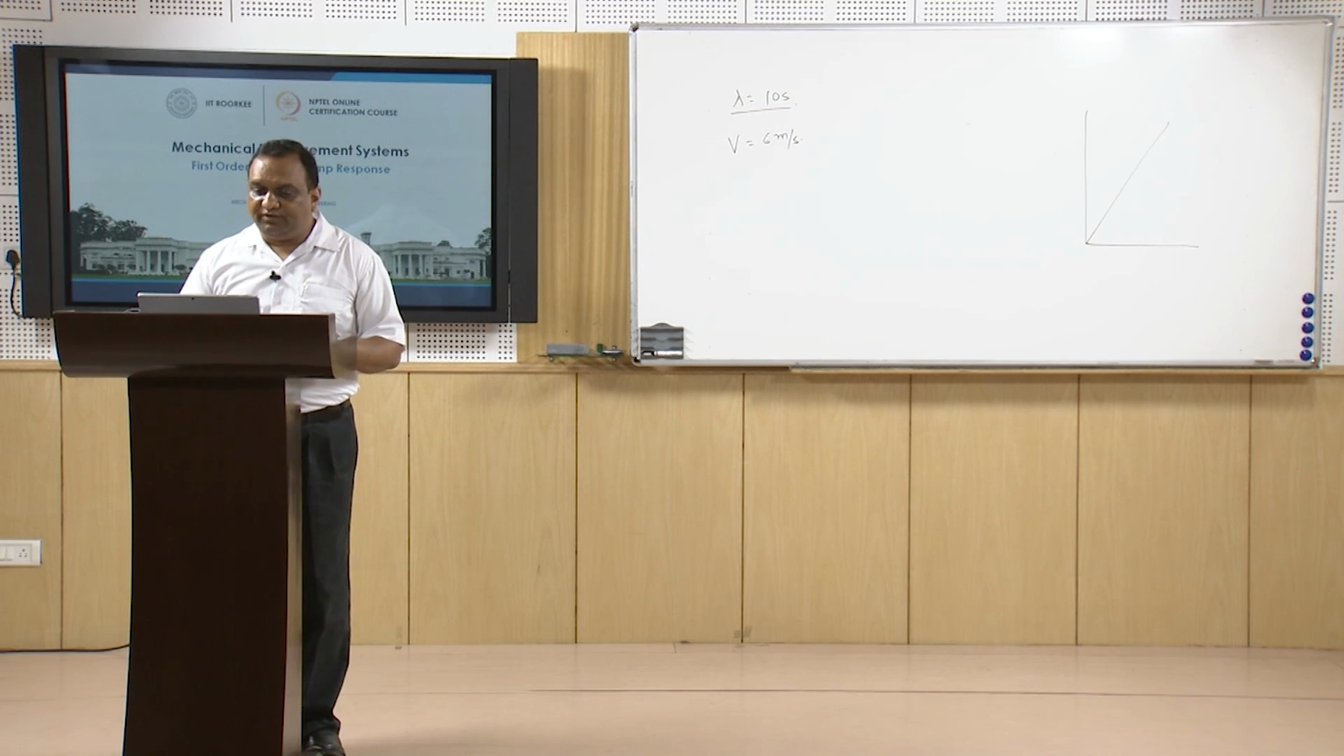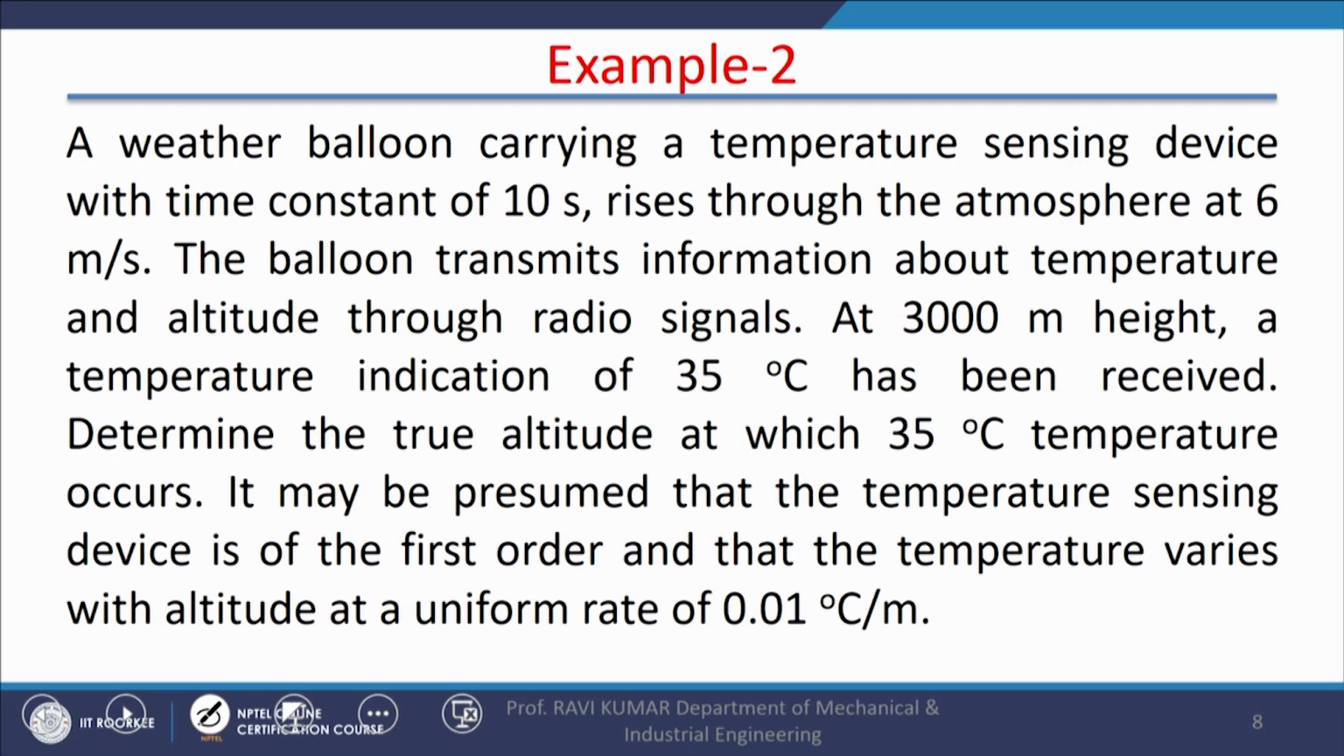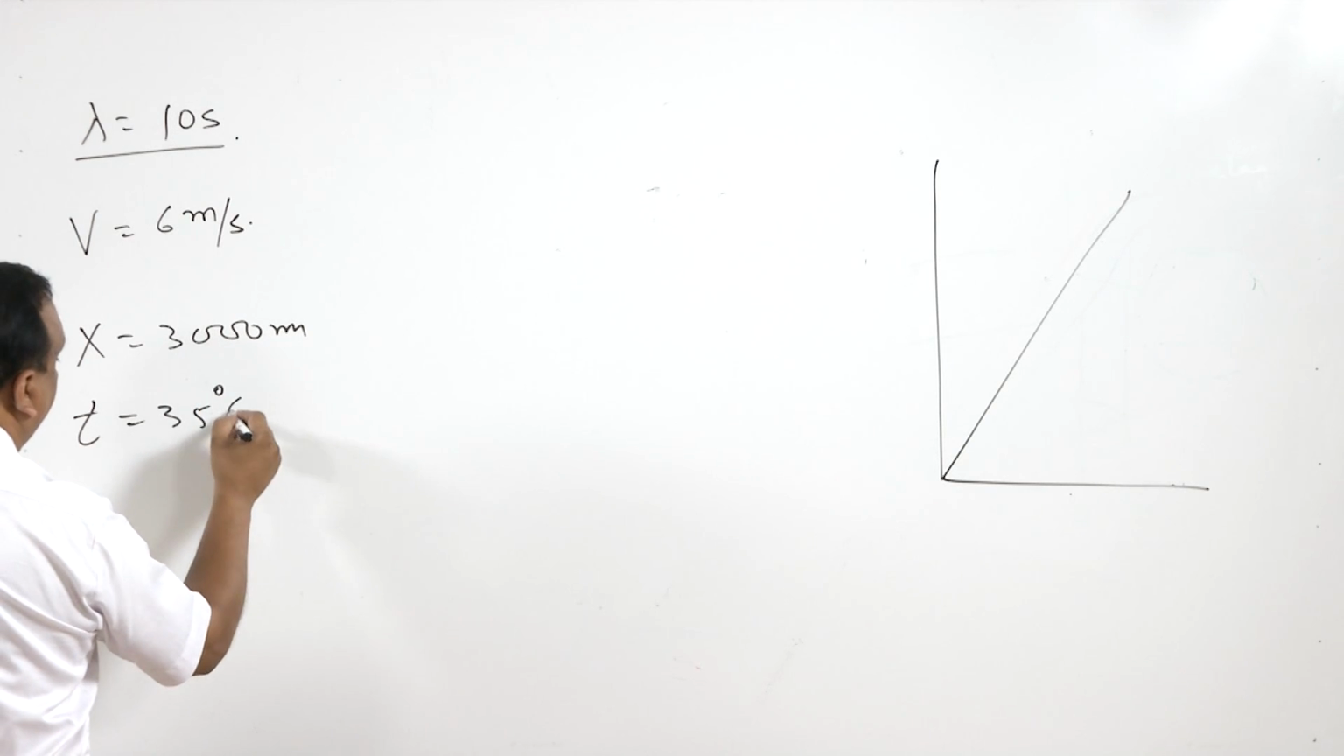The balloon transmits information about temperature and altitude through radio signals. Okay. At 3000 meter height, the temperature indicated is 35 degrees. So, at 3000 meter height, x is equal to 3000 meters, or 3 kilometers from the Earth's surface. The temperature indicated is 35 degrees centigrade.